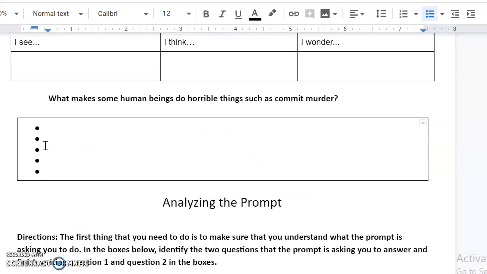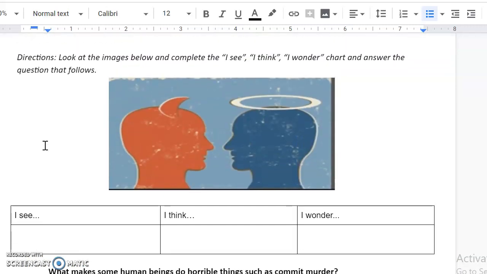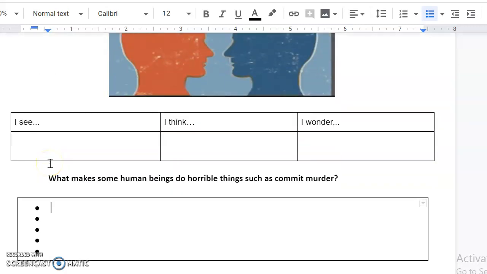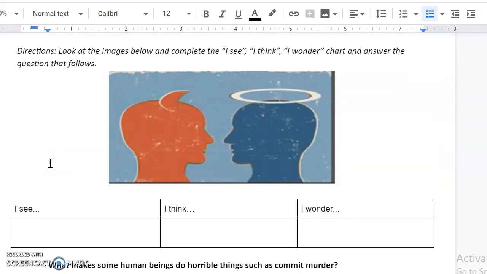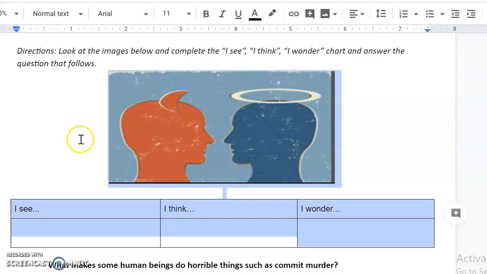So, let's go back up to the top. Here's how you start the packet. The first 2 assignments are just warm-up assignments, just to get your brain thinking. So this is a classic I see, I think, I wonder. I know a lot of you guys will recognize these charts from elementary school. So what do we see here? What do we think about it? And what do we wonder?